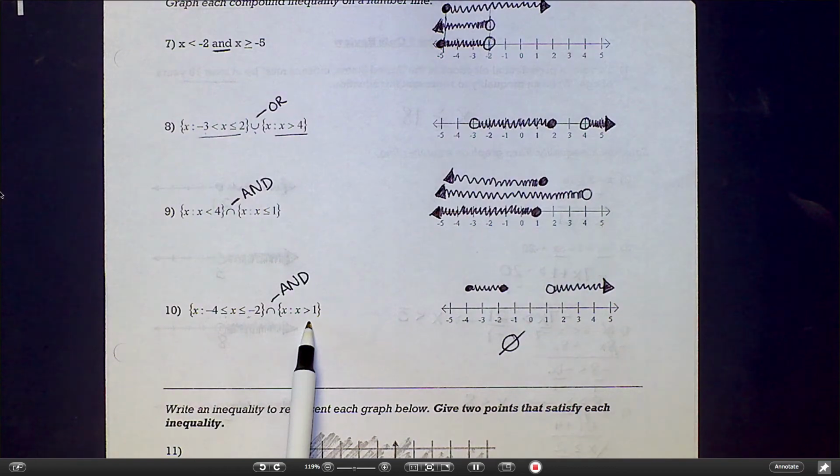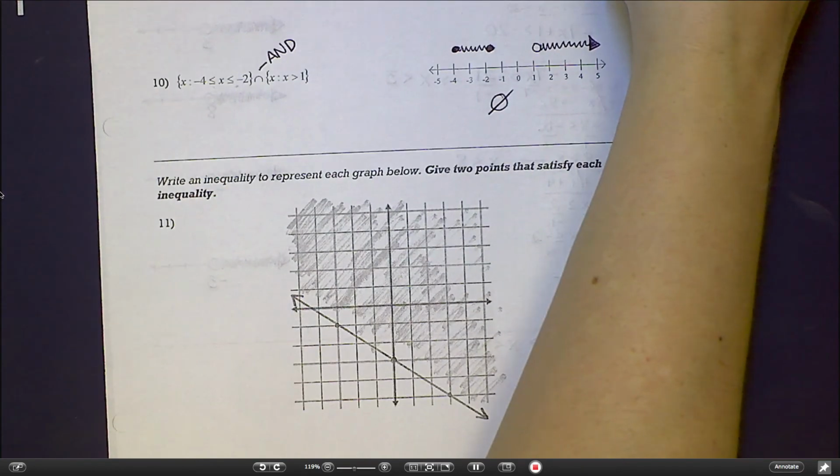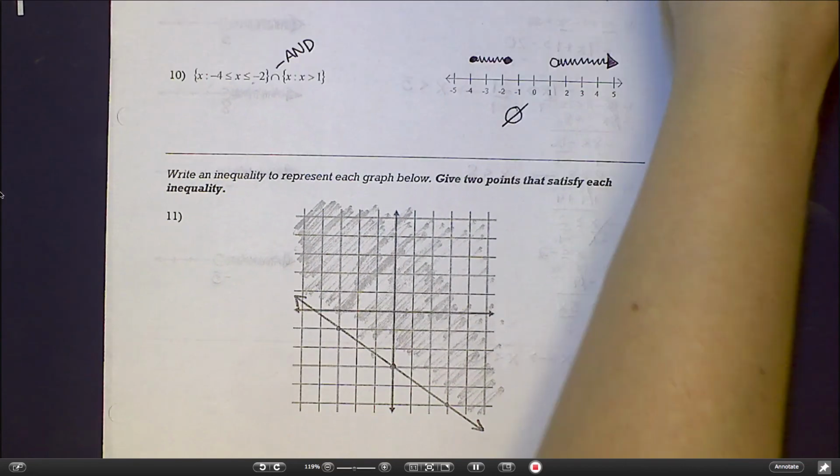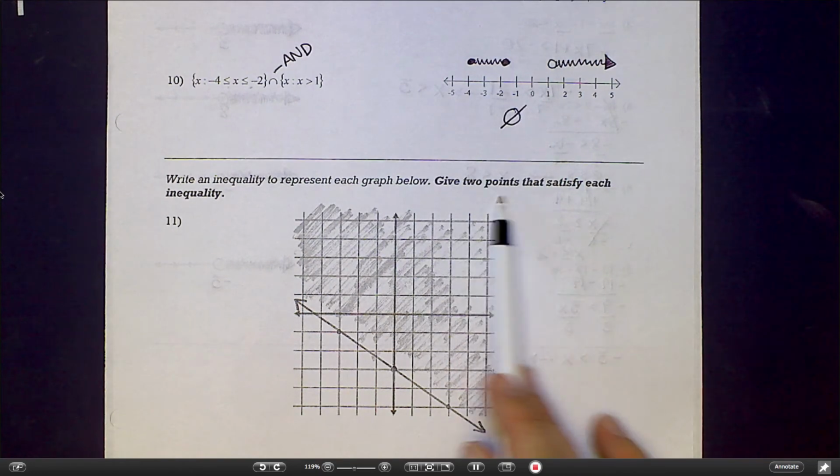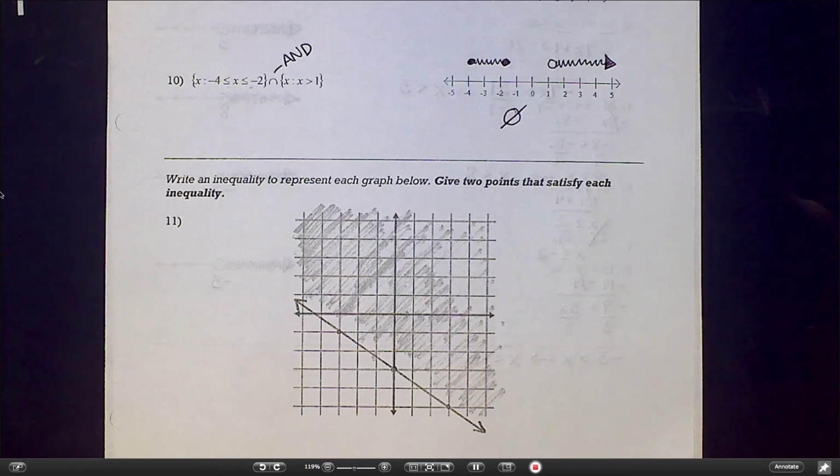Okay, let's take a look at number 11. This is switching gears a little bit to linear inequalities. And it's asking us to write the inequality that represents this graph and give 2 points that satisfy each inequality. So we're going to have to talk about this part in just a second. But let's start with writing our inequality.